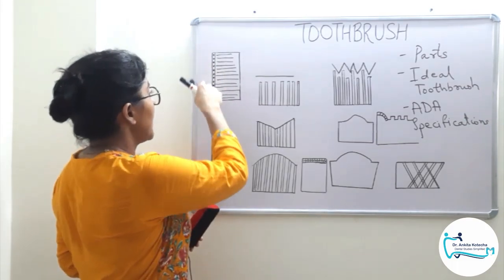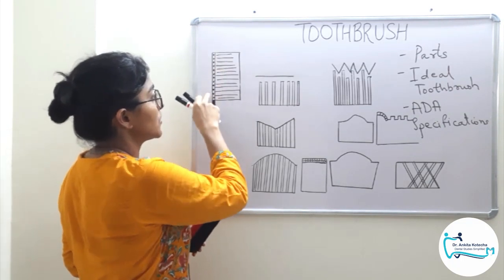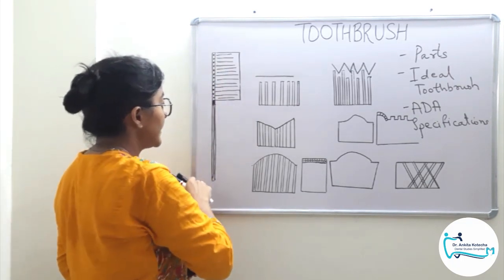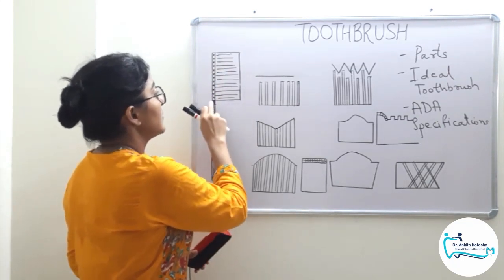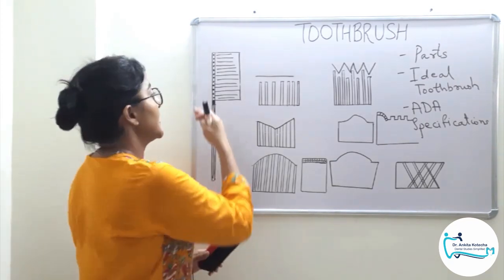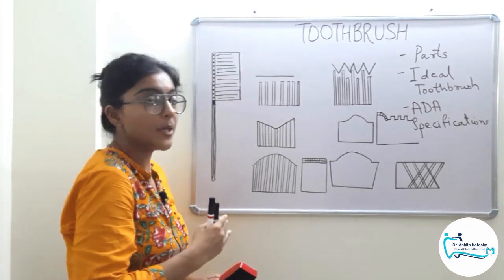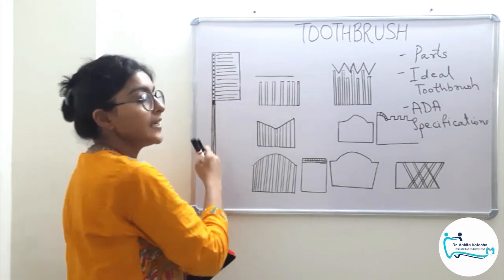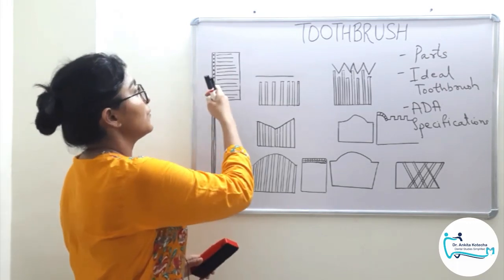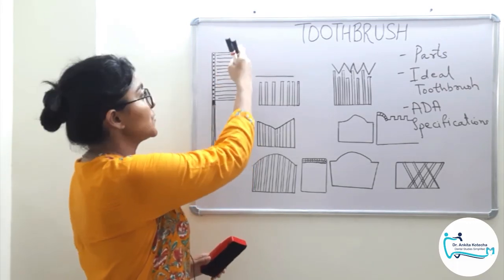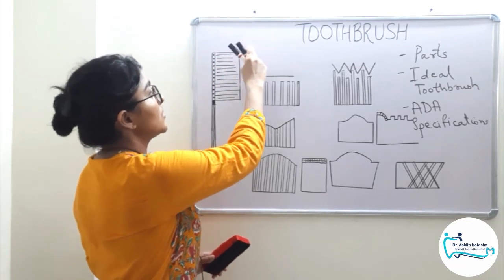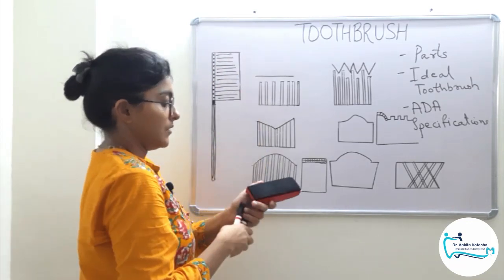The three main parts of the toothbrush are head in a dotted portion, the handle in a lined portion, and this colored portion is shank which connects the head with the handle. Okay? Head, shank and handle. Under head we have the bristles or the tufts which forms the bristle plane with a toe and a heel.